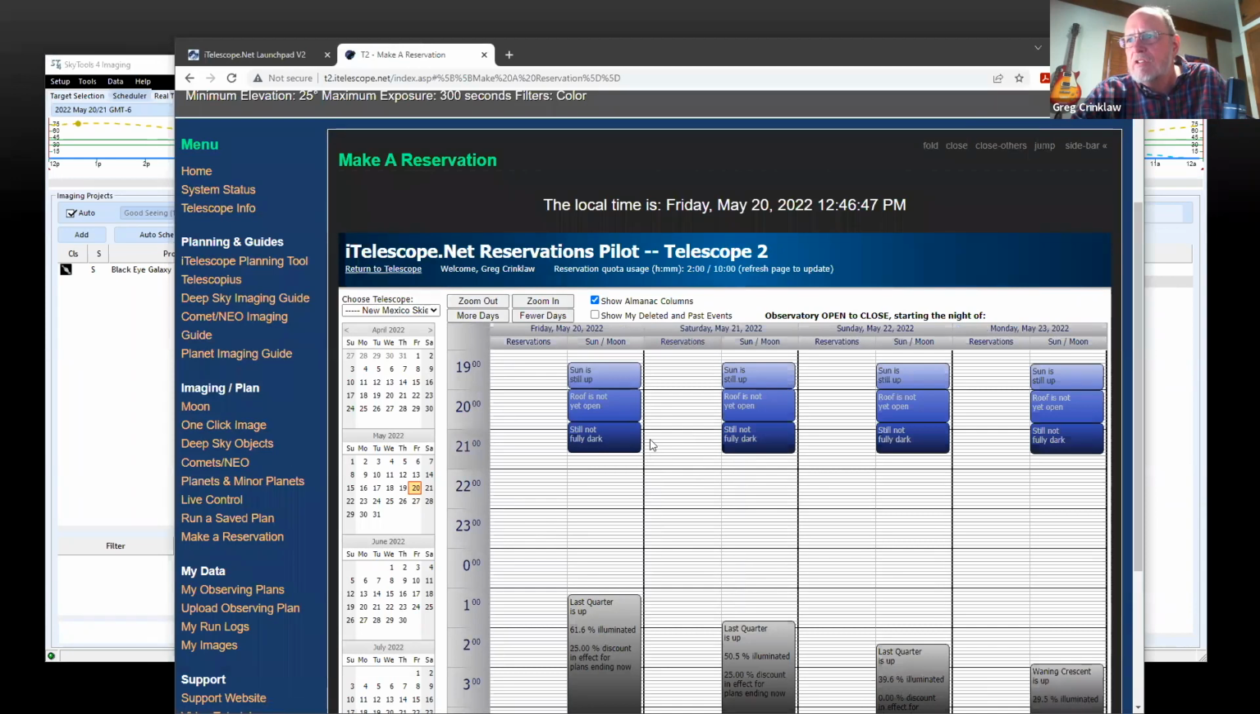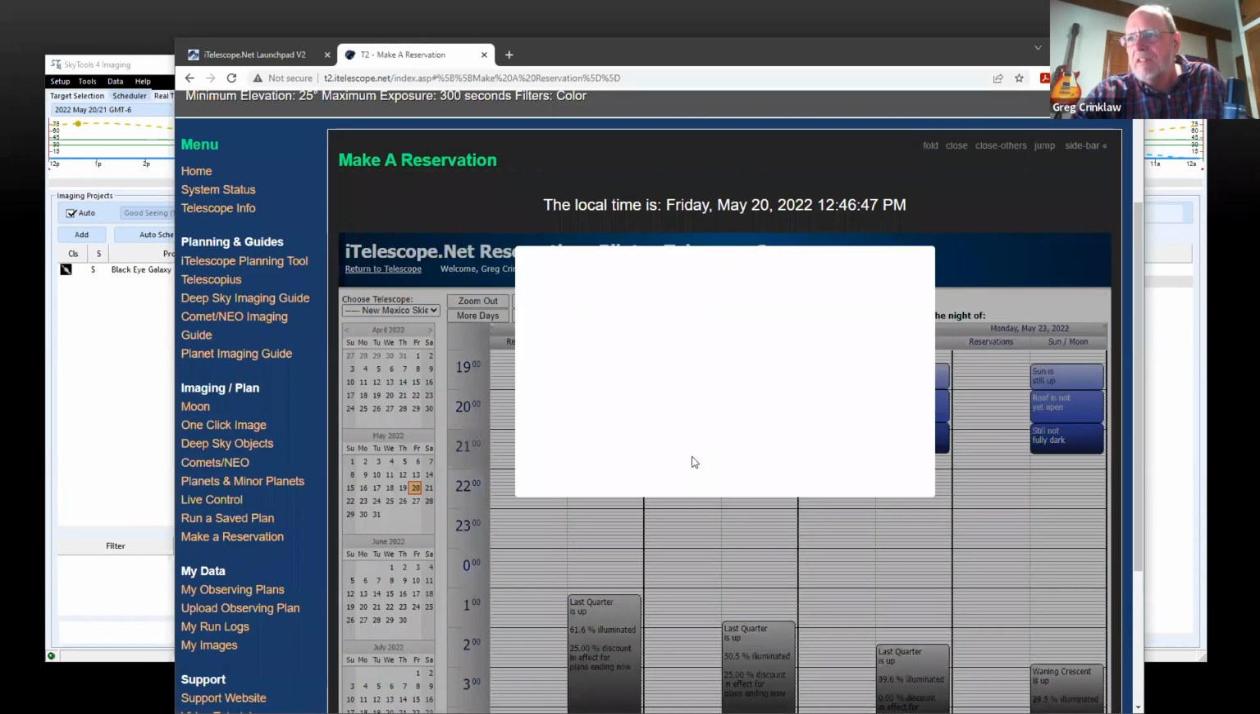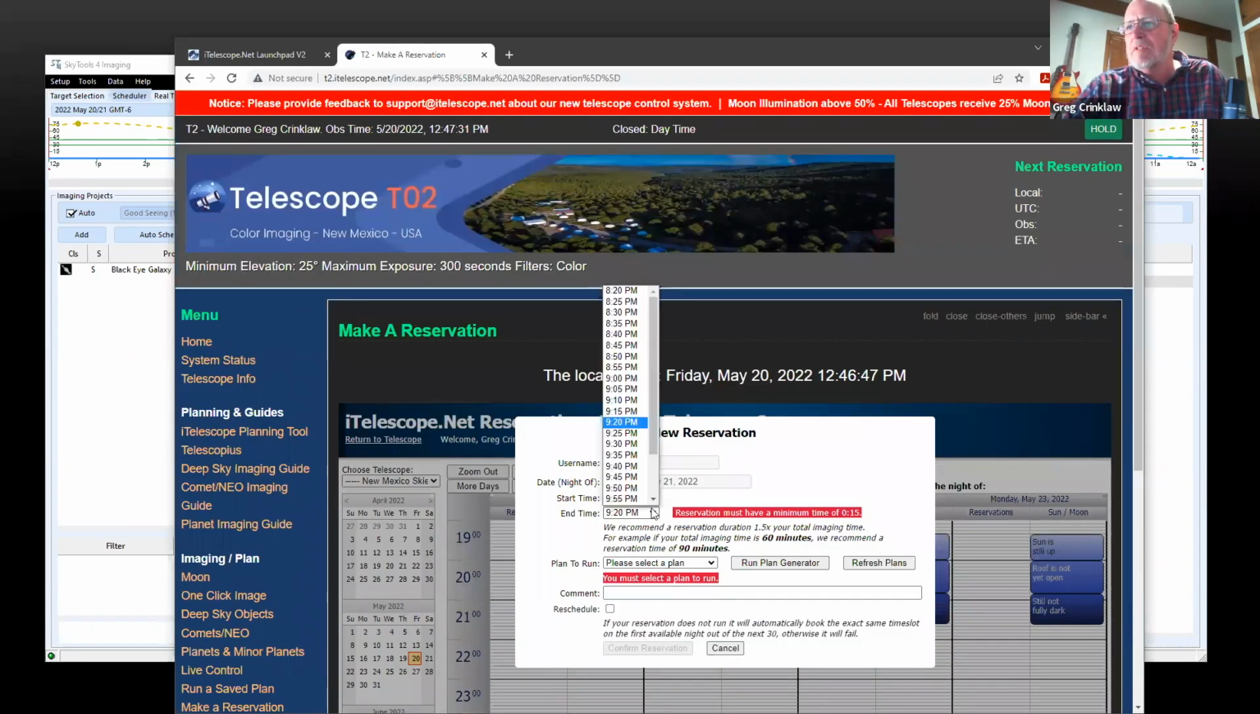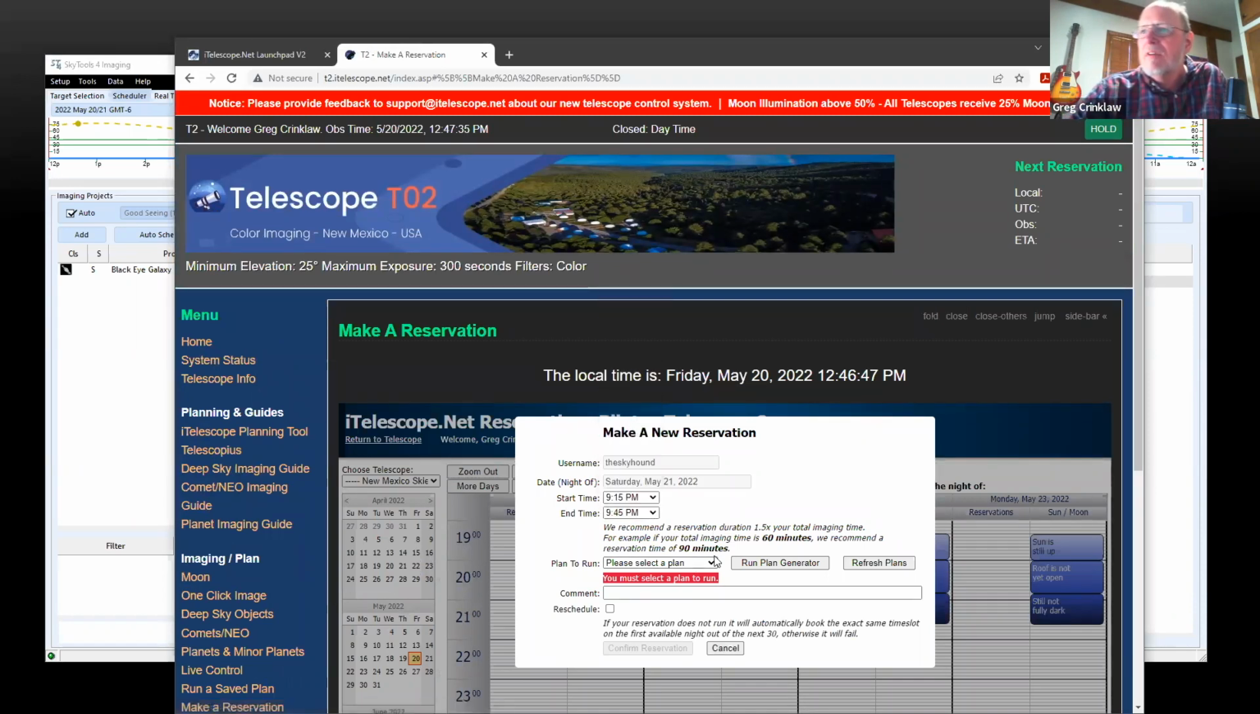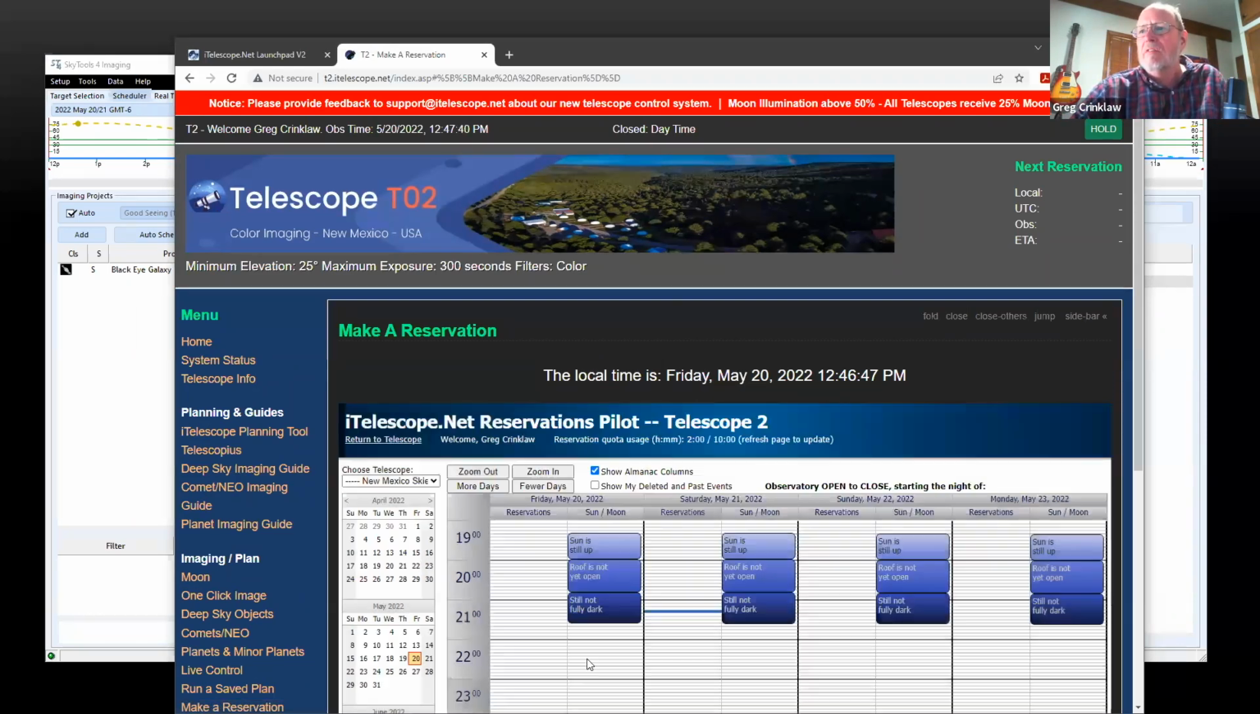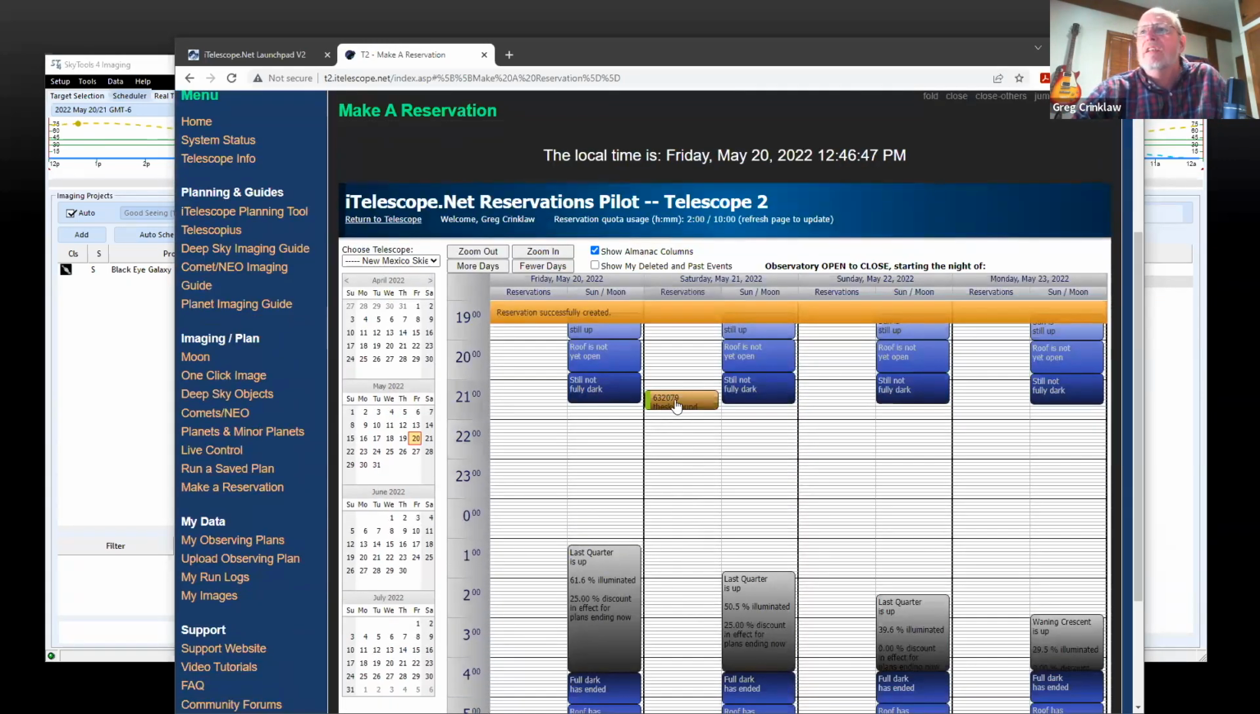And notice it's saying I can start earlier. That's a trick. I'm going to start at 9:15 and go to 9:45. And then select my plan for tonight. Click Confirm Reservation. And here's my reservation. So now the telescope will just go ahead and do it. And once it's done, I'll download my image.